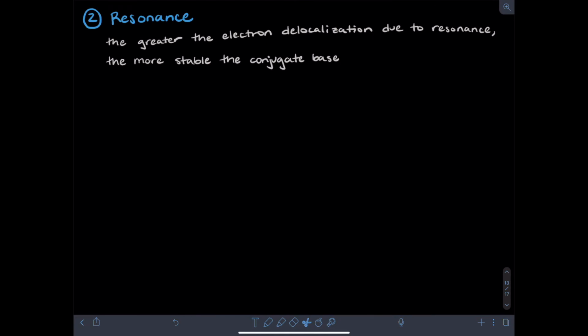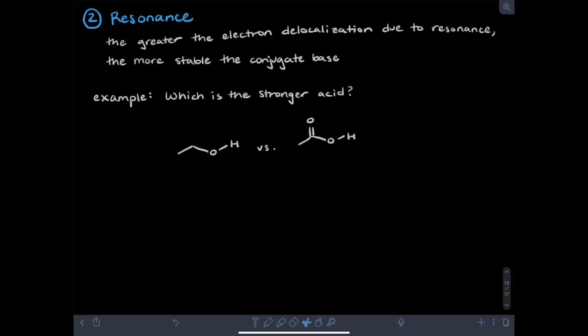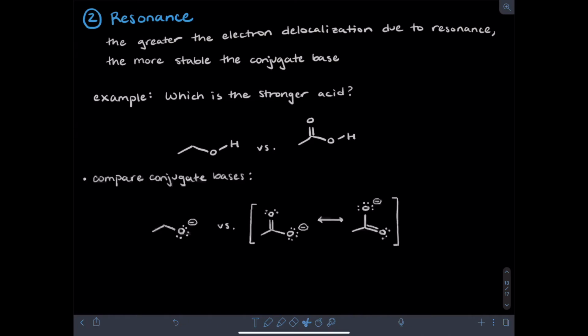Our second factor for stabilizing conjugate bases is resonance. The more resonance you have, the more stable your conjugate base is. So let's compare which is the stronger acid between an alcohol on the left and a carboxylic acid on the right. We want to draw and compare the conjugate bases for each of these molecules.